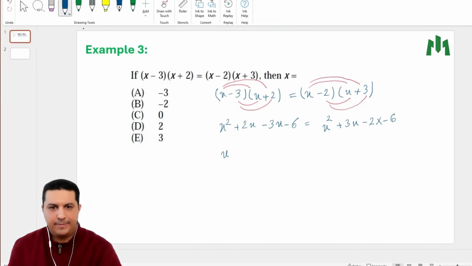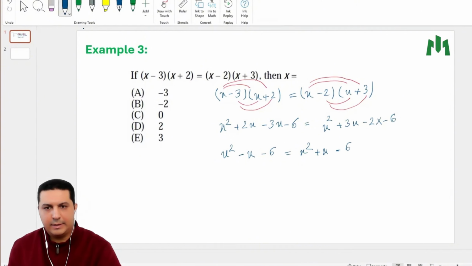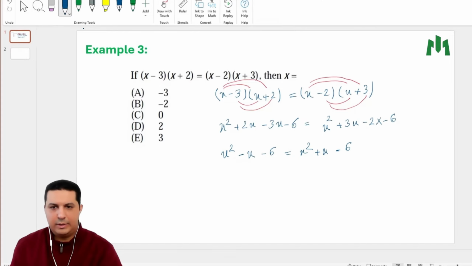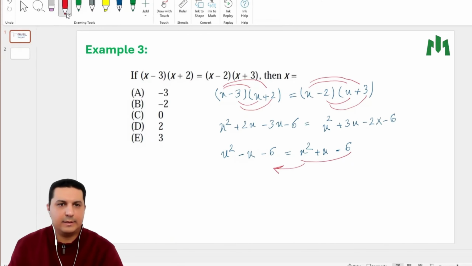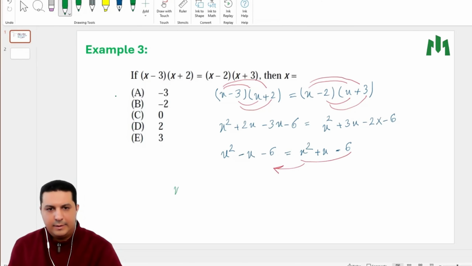So this is x² - x - 6. This is x² + x - 6. So I can transfer the second part to the first part, and so I can write this: x² - x - 6 - x² - x + 6 is equal to 0.